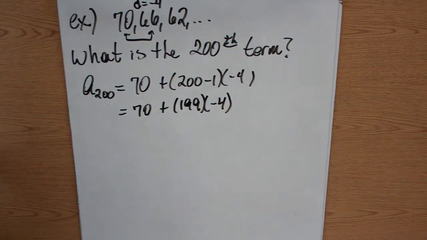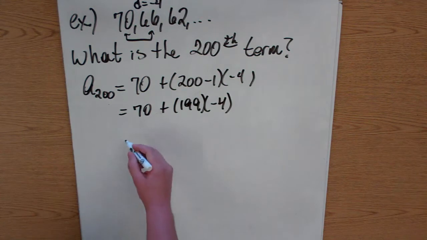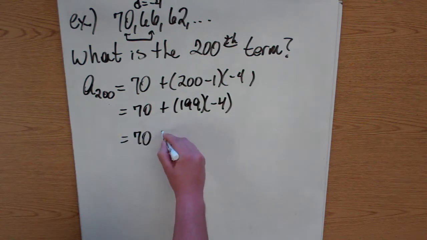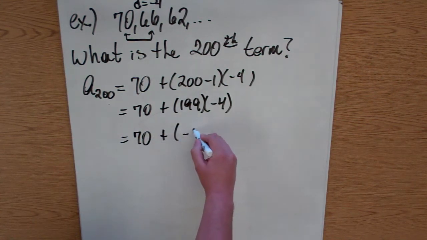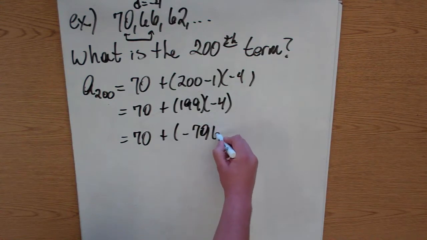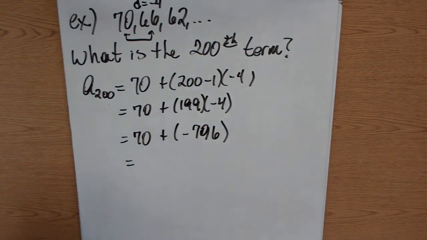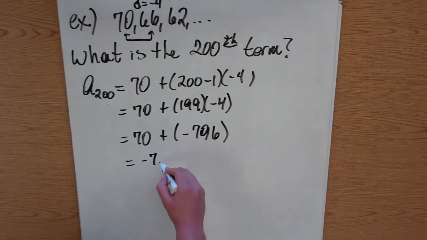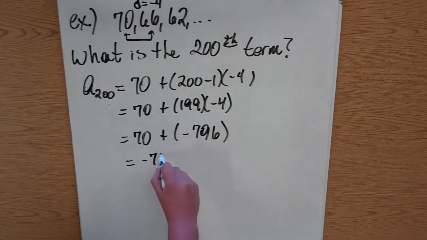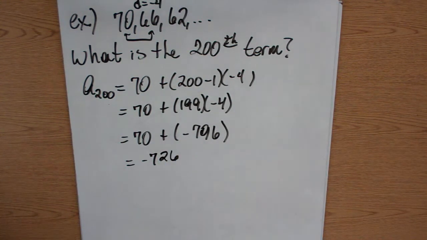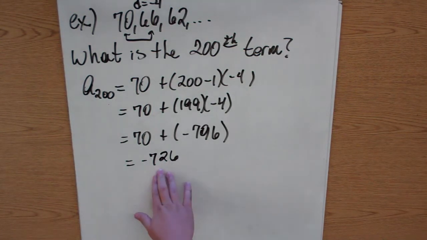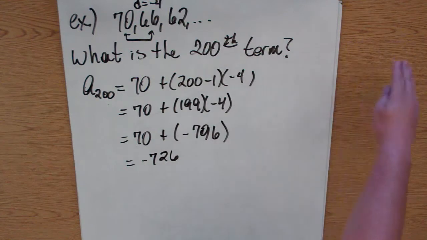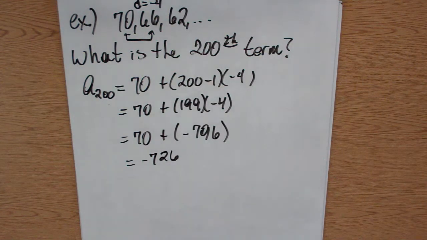199 times negative 4. Okay, so that equals 70 plus negative 796. So 70 minus 796. So our 200th term would be negative 726. All right, it's okay that it went negative because, as you see, if we keep subtracting from this, eventually it is going to go to a negative number.